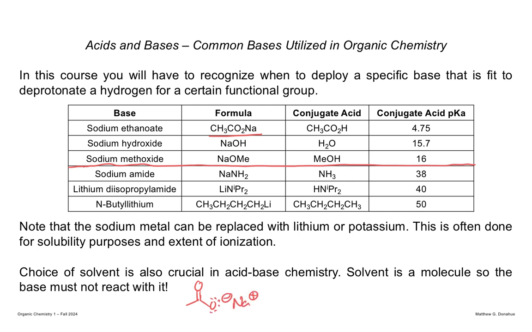So that would be that structure. Then the third column is the conjugate acid. So if you were to just protonate that, you would get ethanoic acid. And then the last column is the pKa of that conjugate acid.